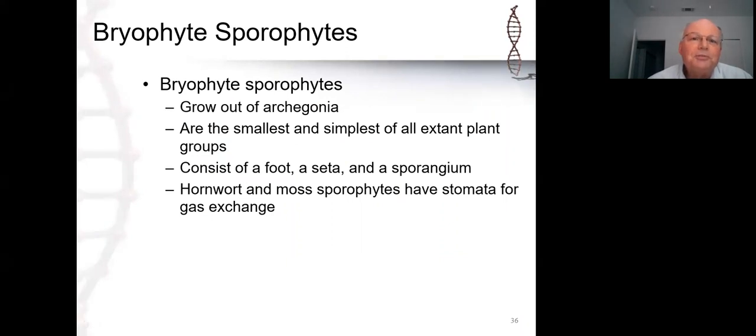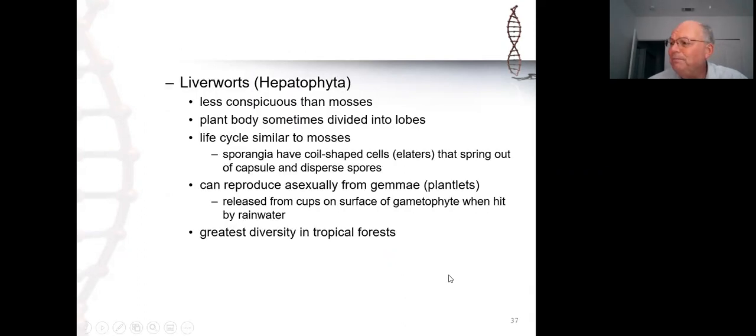So, as I mentioned, the sporophyte grows out of the archegonium. It is totally dependent on the gametophyte. The hornwort and some of the moss sporophytes, not all moss sporophytes, and I should clarify this, can do gas exchange, but they are more or less incapable of photosynthesis. They do get their support directly out of the gametophyte, which has the capacity to do photosynthesis.